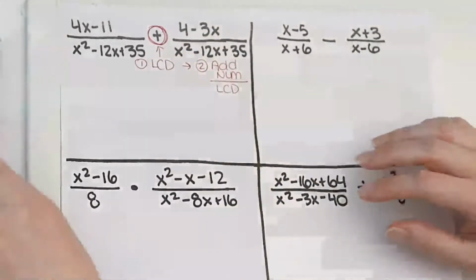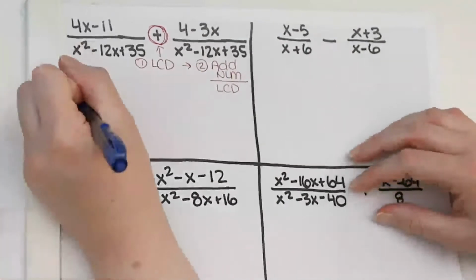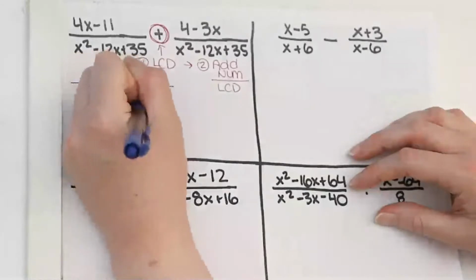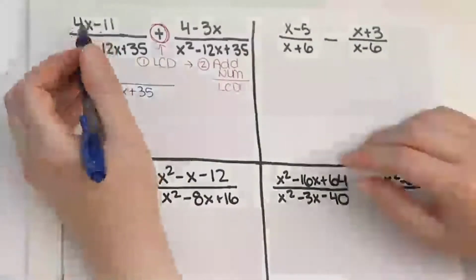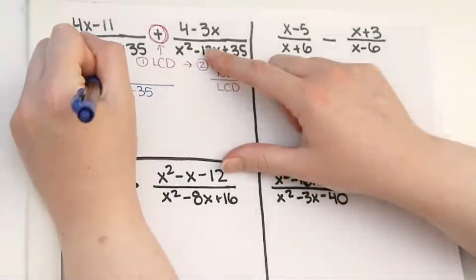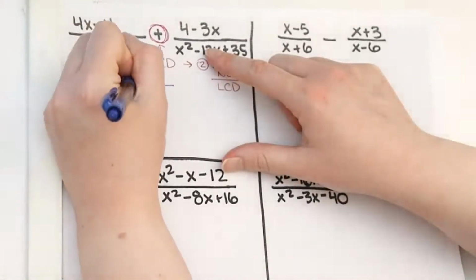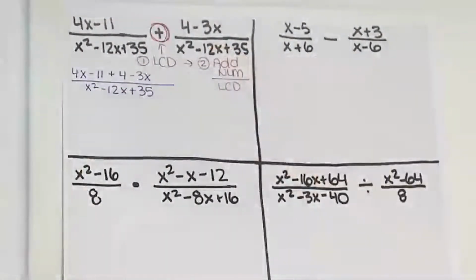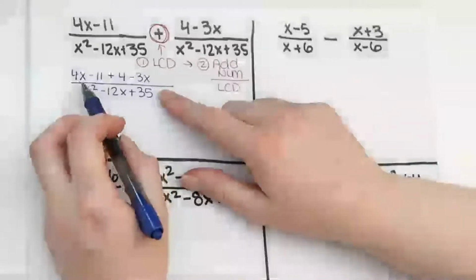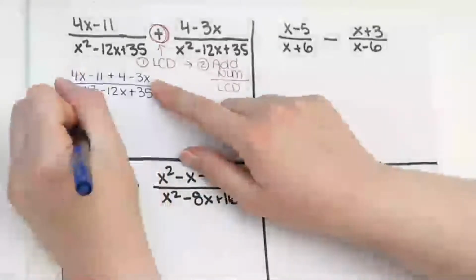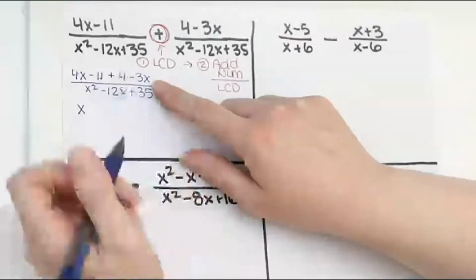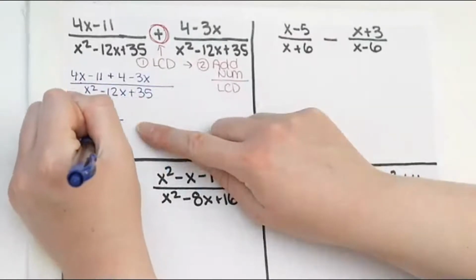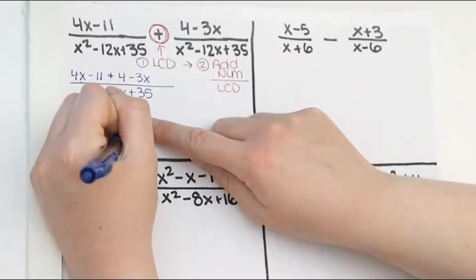Okay, so what will happen here is you'll have one big fraction where you'll have x squared minus 12x plus 35. And then in the numerator, you're going to add the 4x minus 11 plus 4 minus 3x. Okay, and then we're going to combine our like terms. So the like terms to combine here are the 4x minus 3x will give you just x. The 11 plus 4 gives you negative 7. And then that's over x squared minus 12x plus 35.